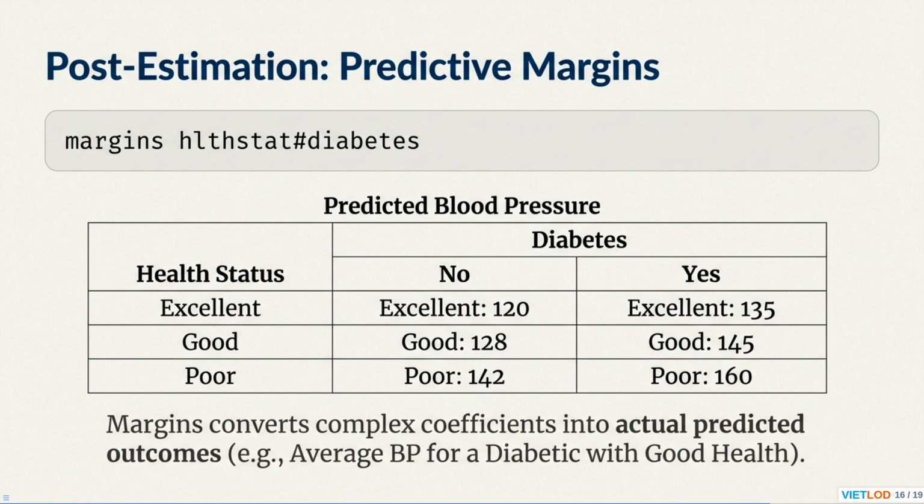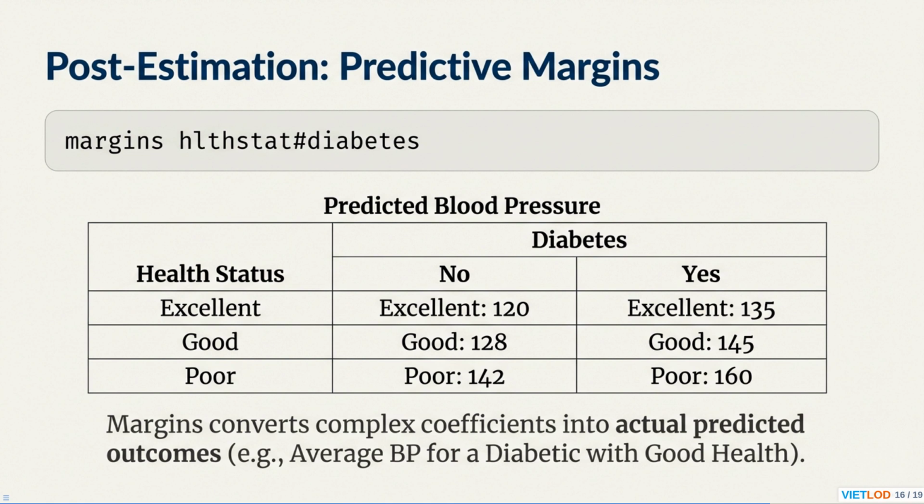Herein lies the challenge. Interpreting these raw coefficients is not intuitive. It is hard to visualize the final outcome just by adding these numbers up in your head. The solution, as highlighted on the right, is to use the margins command. It does the heavy lifting for us, converting these complex differences into straightforward predicted values that tell us exactly what the expected blood pressure is for each specific group combination.